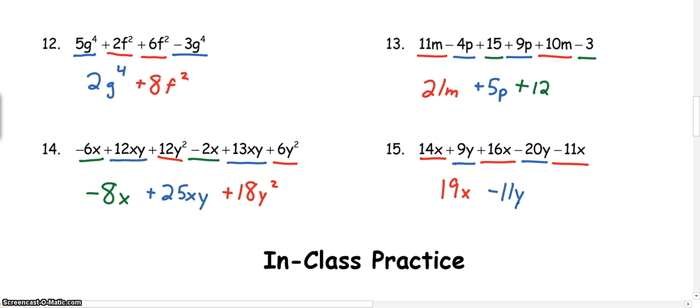After completing your notes, complete the in-class practice and take the quiz on Canvas.